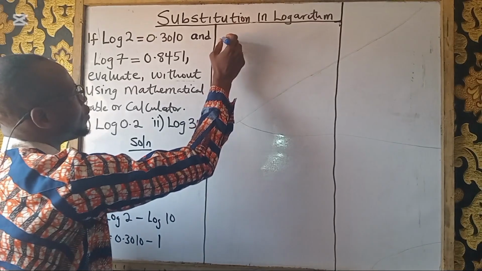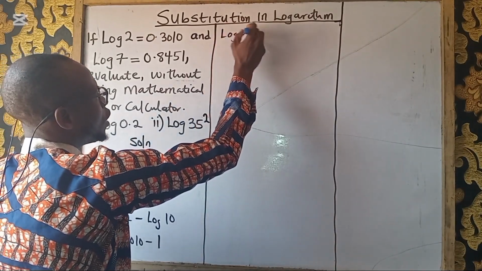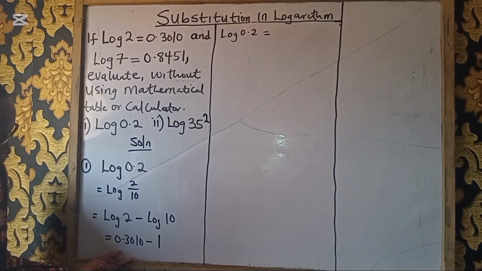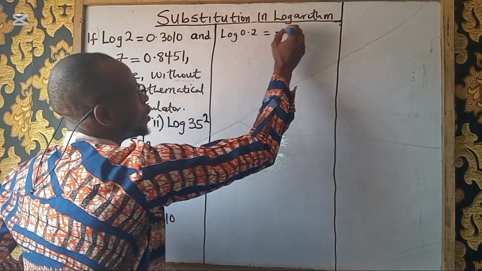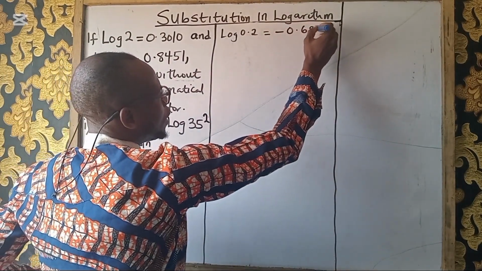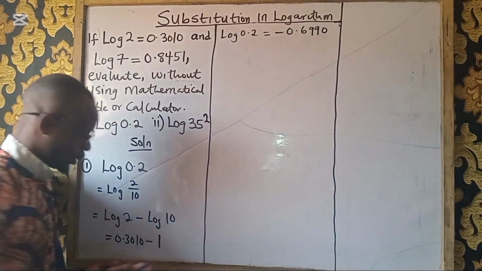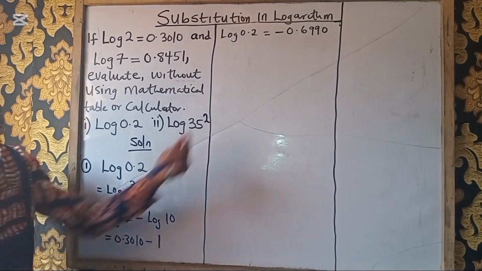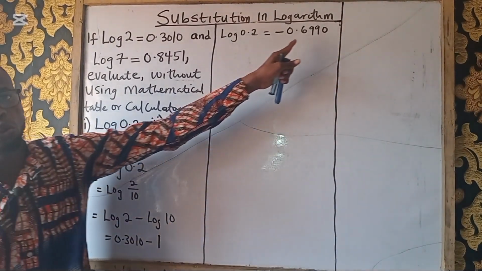So we can conclude that log 0.2 will now give us minus 0.6990. Yeah, minus 0.6990. That's what we are supposed to have when you subtract it.